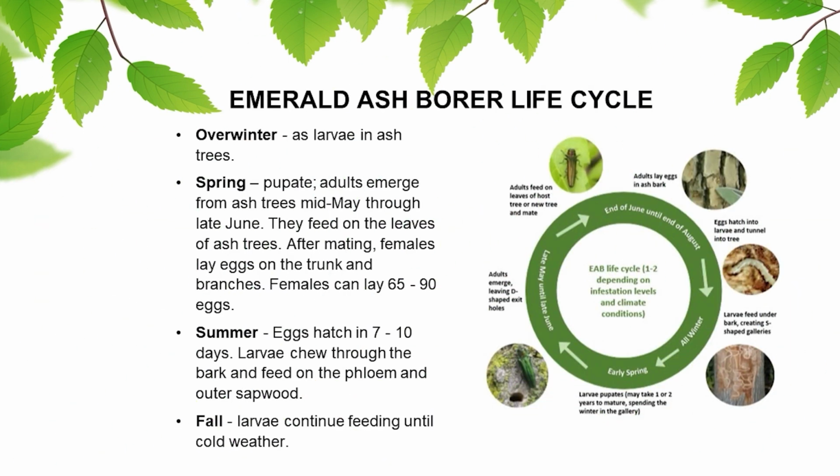Emerald ash borer life cycle. The emerald ash borer usually has 1 generation per year. They overwinter as larvae inside the ash tree. In the spring, they pupate inside the tree. From mid-May through late June, the emerald ash borers emerge from the tree as adults.